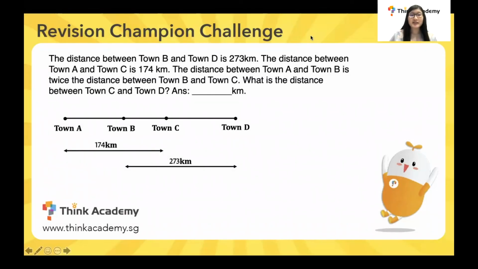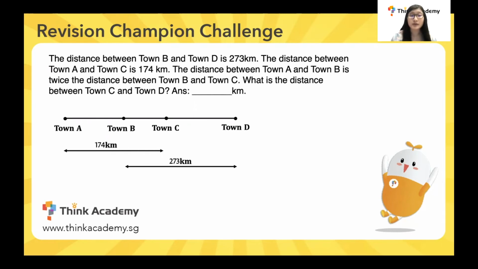In this question, the distance between town B and town D is 273 kilometers, and the distance between town A and town C is 174 kilometers. The distance between town A and town B is twice the distance between town B and town C. And we want to find what is the distance between town C and town D.